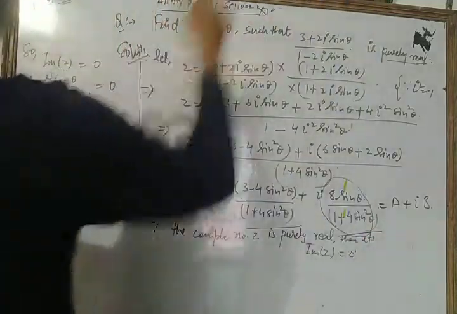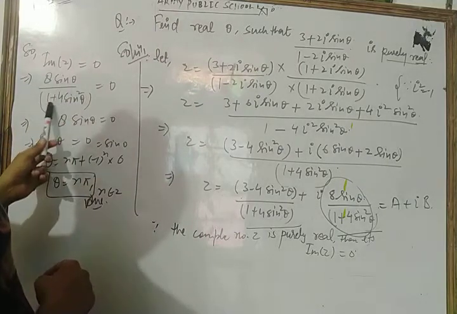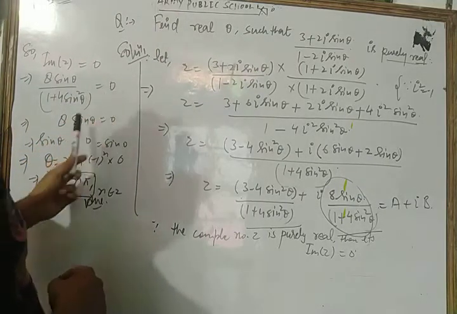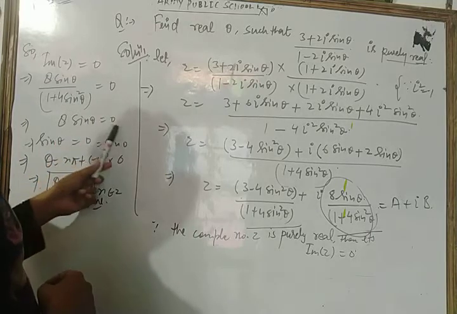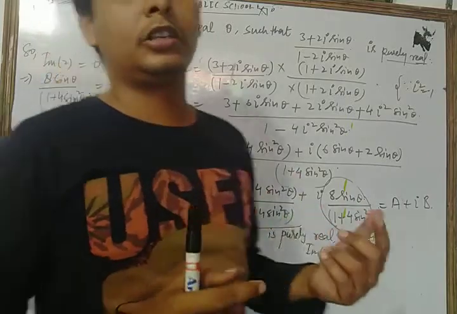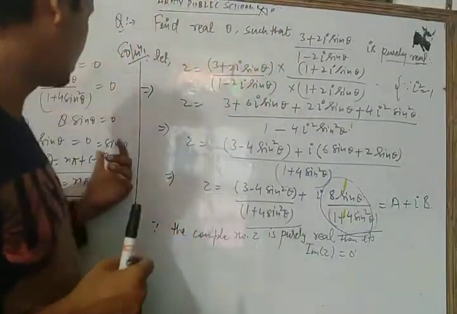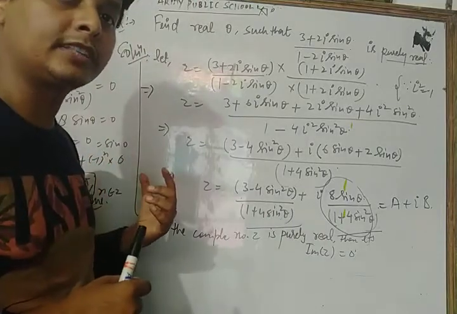So here we put the value of imaginary in its imaginary part. So we have 8 sin theta upon 1 plus 4 sin square theta is equal to 0. So we get 8 sin theta is equal to 0, sin theta is equal to 0. And after that, this is the general trigonometric equation, and we know the general solution of that type of trigonometric equation as what?